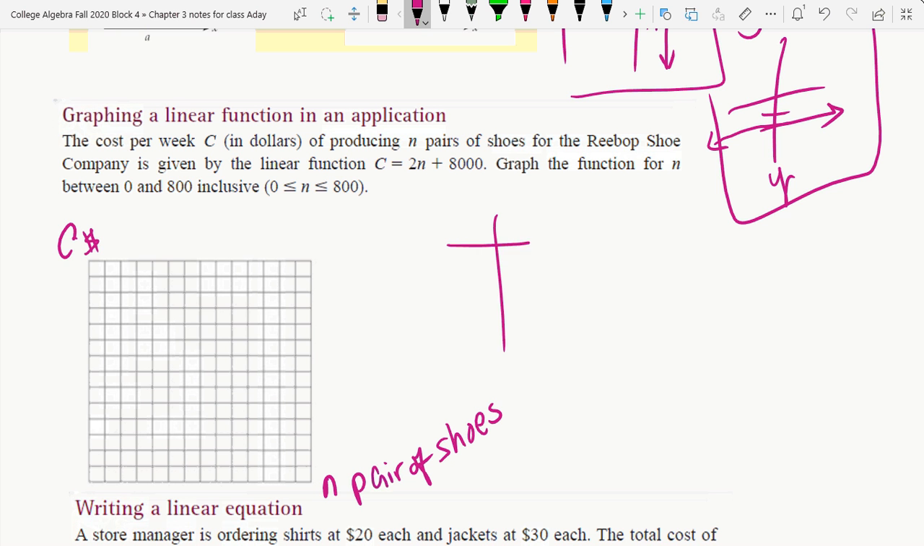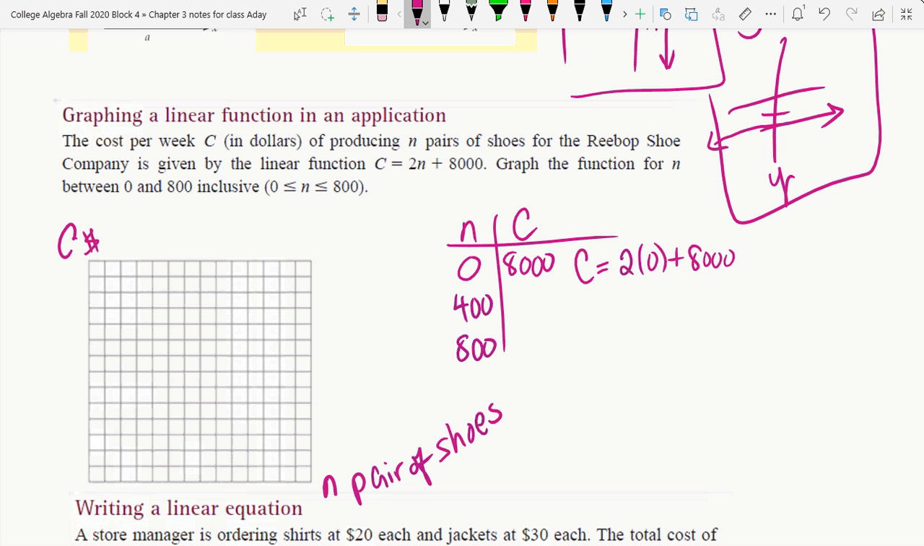So let's make a little chart here. Let's do N's and C. So N is 0, and let's pick a number maybe in the middle, 400. And let's go to the top, 800. So now use the calculator. The first one's simple enough. So C would be twice of 0 plus 8,000. So we get 8,000 for C, the cost.